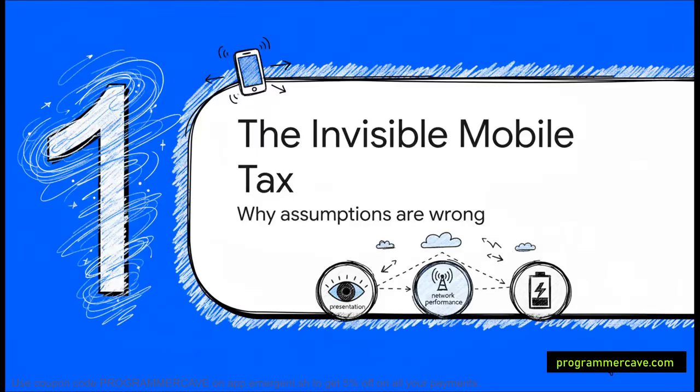All right, first up, the invisible mobile tax. Most of us think the big mobile challenge is just making a pretty responsive design. But the real fight? It's this constant three-way tug of war between how the app looks, how fast it feels, and how long the user's battery lasts. If you mess up any one of those, the whole experience just falls apart. This is where all our assumptions from the desktop world start to fail us.